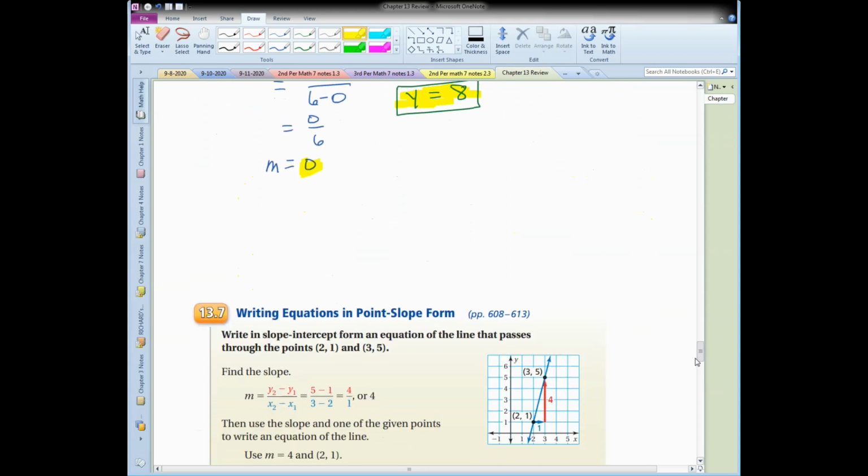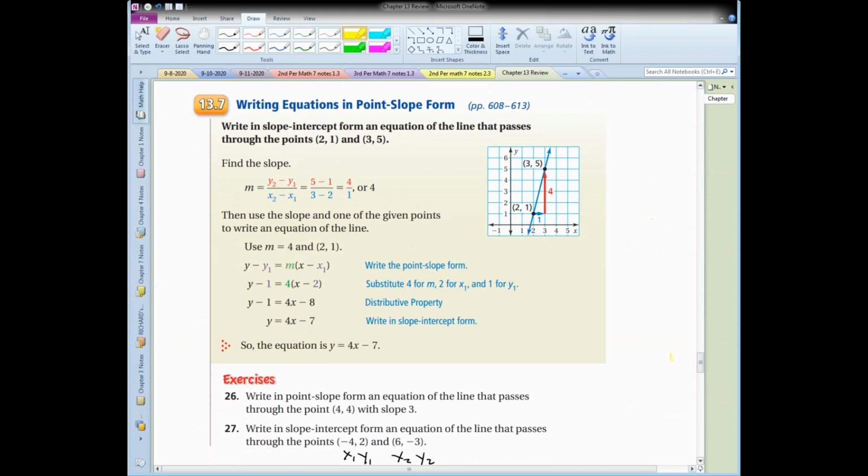All right. And finally, 13.7. Now we get to point-slope form. Now I can write down this equation. I guess I was just super excited about it. Sorry. It's written down. It's right here. y minus y sub 1 equals the slope times x minus x sub 1.